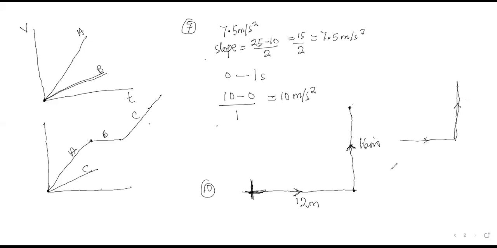Okay, if the object moves in one direction, say an object moves 12 meters to the right and another 16 meters in the same direction, so this is 12, then continued from there 16, then you just add to get the total displacement. But when the object is moving in two directions, x and y, you must use Pythagoras theorem.